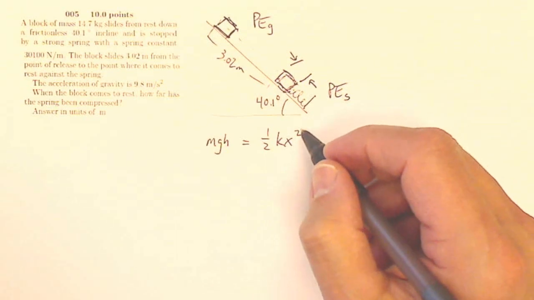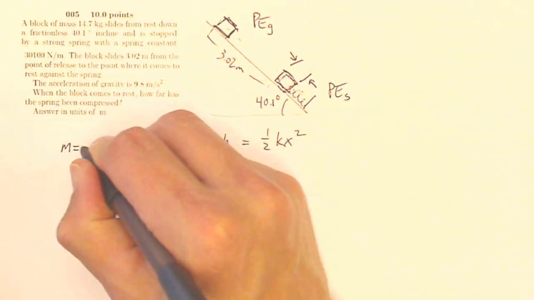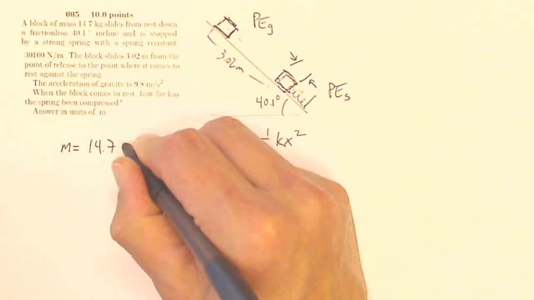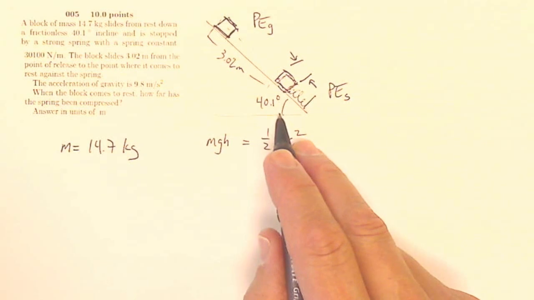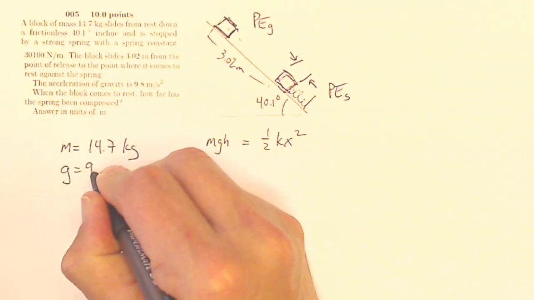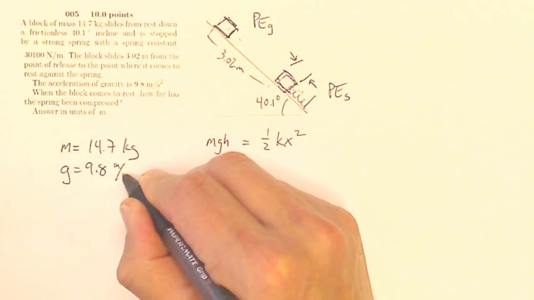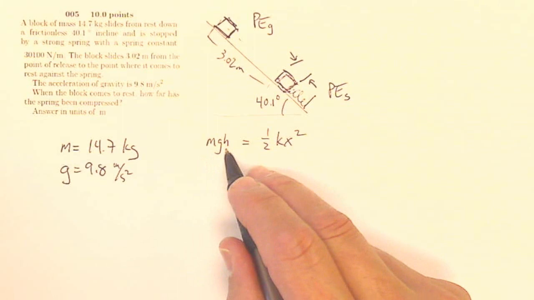Now let's see what of this I know. I know the mass is 14.7 kilograms. I know the incline is 40.1 degrees. That's interesting. I know gravity is 9.8 meters per second squared. And I know 3.02 meters, but that is not my height.